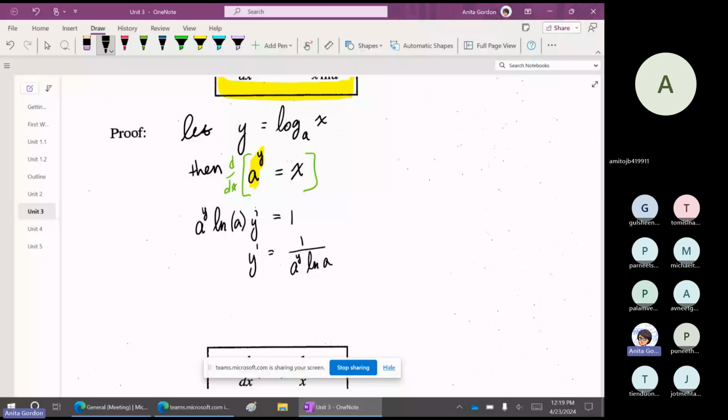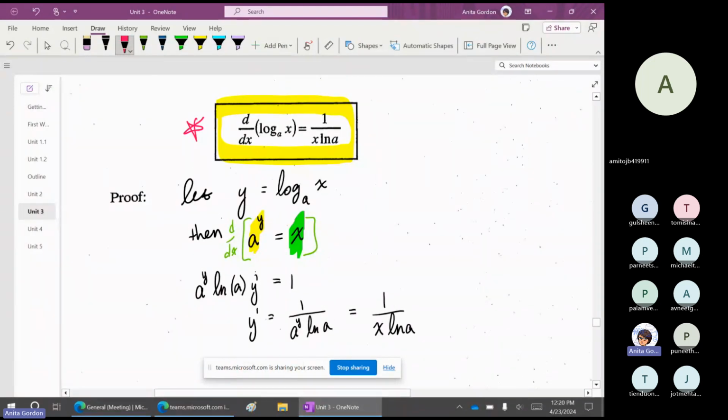What does a to the y represent? In my head here, x ln of a, because we said this substitution. x represents a to the y, so I can substitute it back. Are we convinced? Are we happy with this? Okay, so this is where this rule comes from. Similar to how we did our trig rules, sometimes looking at the inverse and differentiating implicitly is easier than doing it directly.